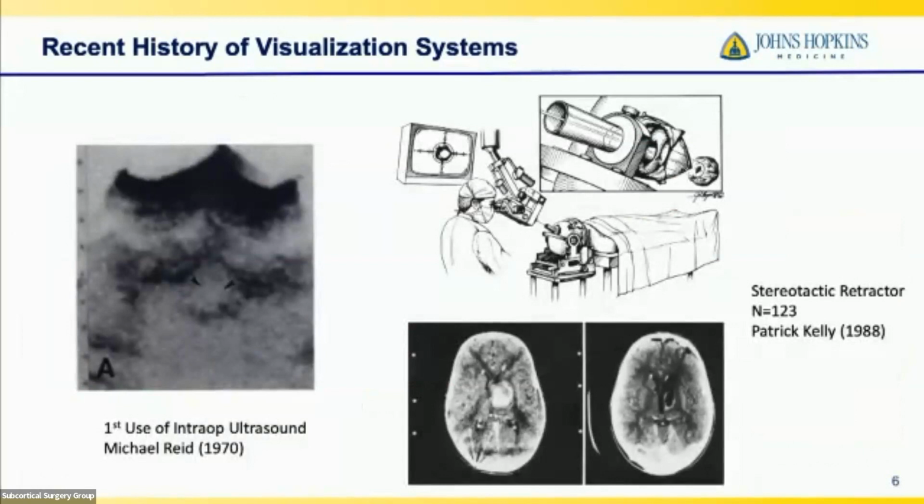And so what this is actually showing is an intraoperative ultrasound that was done on a patient of Dr. Michael Reed, who was a neurosurgeon at UCSD. And it was the first use of intraoperative ultrasound in neurosurgery that at least was documented in the literature. And so what this is showing is the surface of the spinal cord and an intraoperative cystic astrocytoma within it.